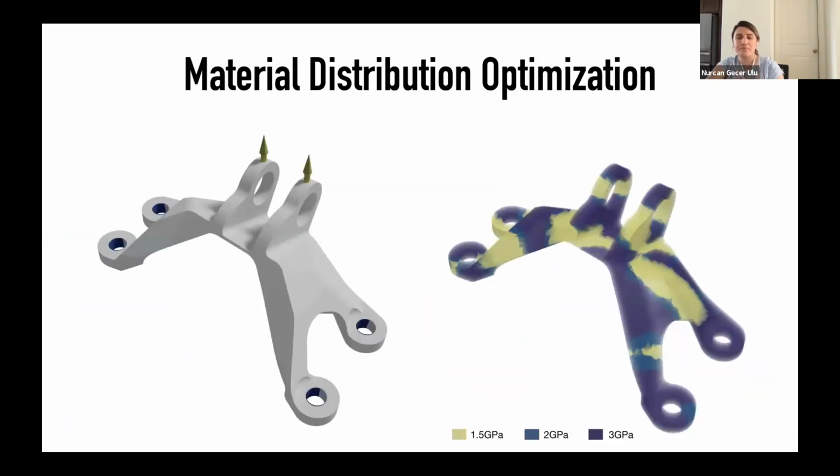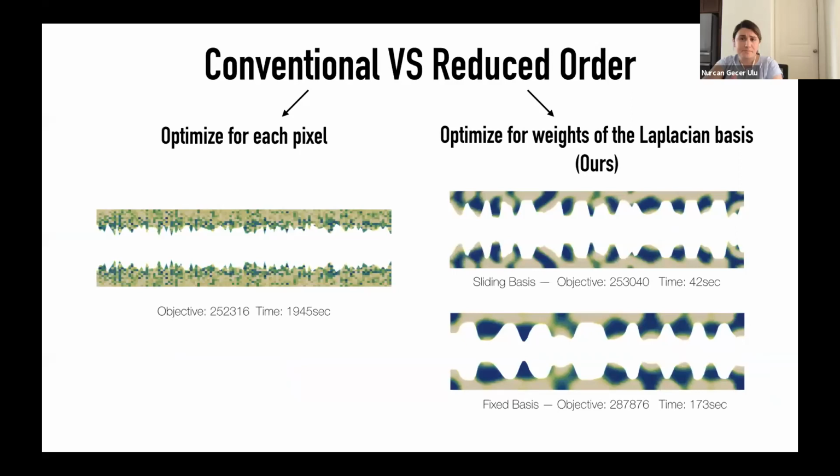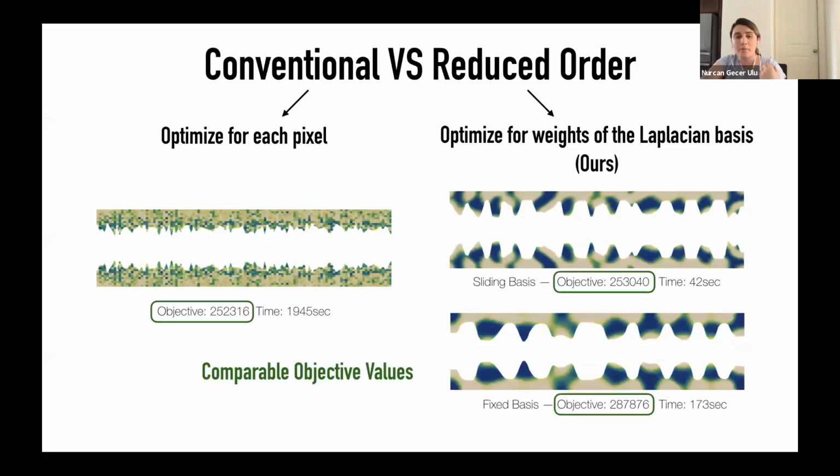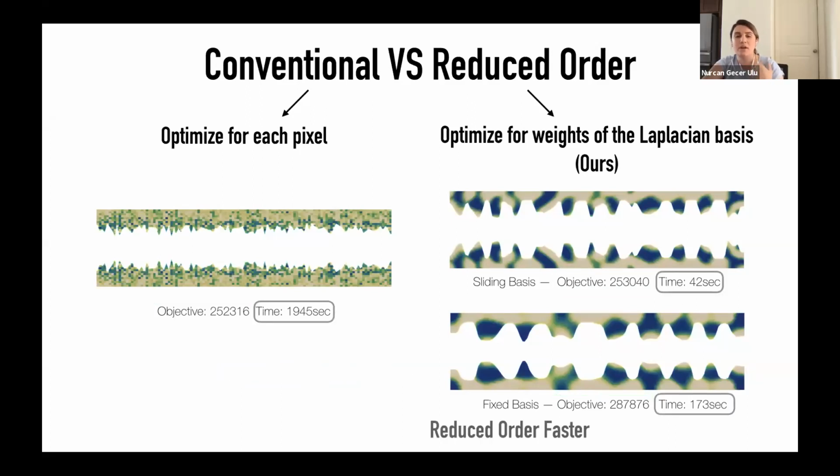And we also showed that we can optimize the material distribution inside the given domain. This time you're not optimizing the topology, but only the distribution inside the topology. Let me explain the difference between the conventional approach, meaning optimizing the design for each pixel value on the grid, and our reduced order approach. One thing we see is that we can get comparable objective values with both approaches, but the reduced order approach is significantly faster than optimizing all of the pixels, all of the elements on the grid.